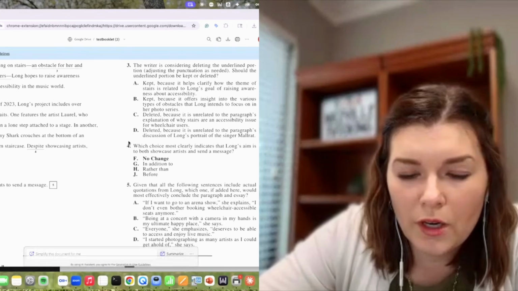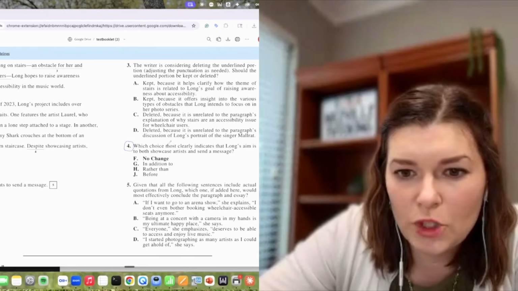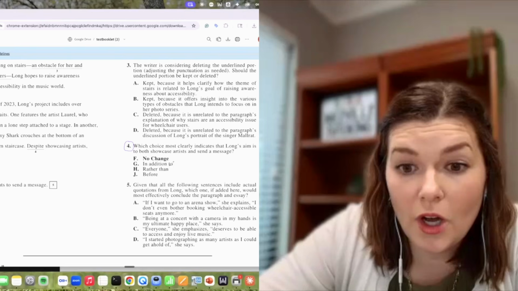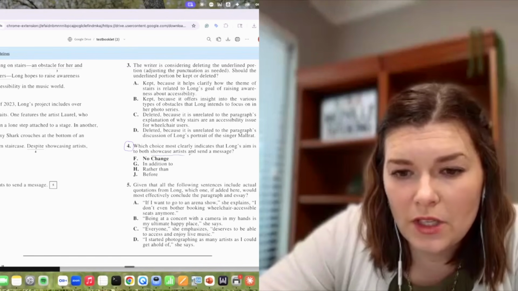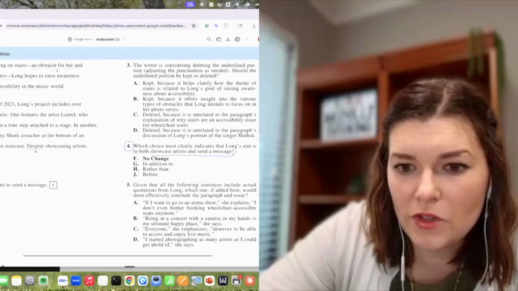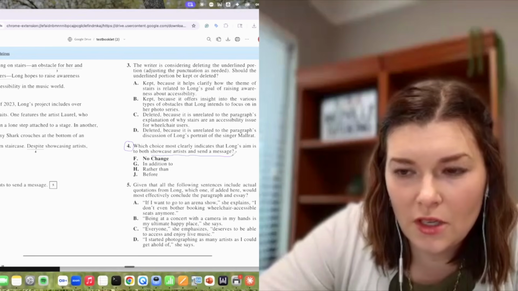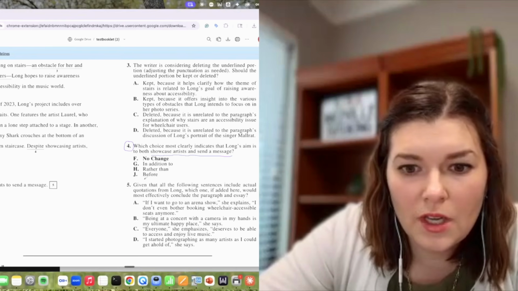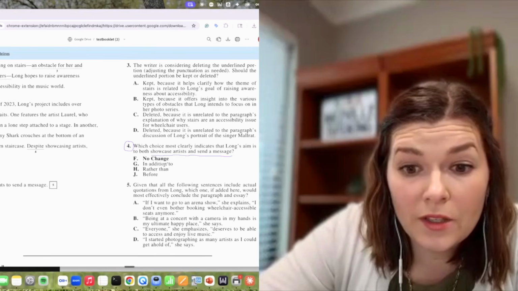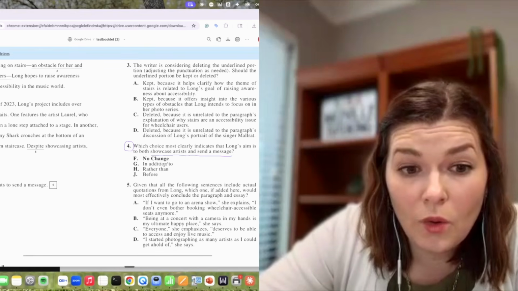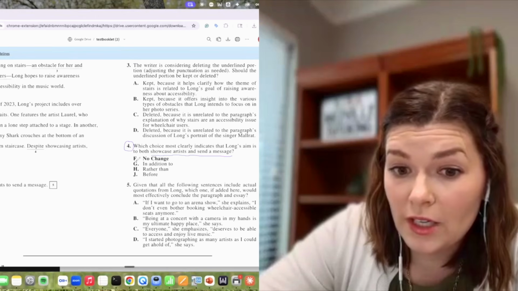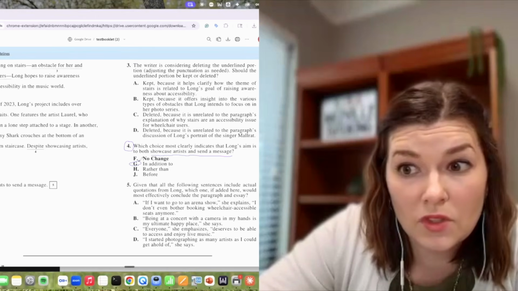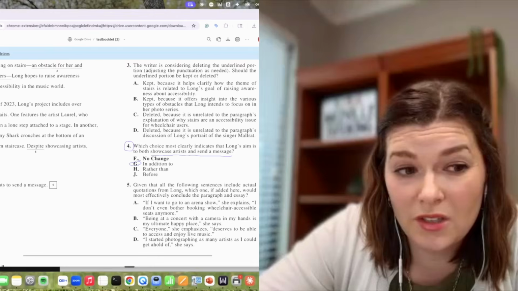On number 4, if you just look at the text, it says, which choice most clearly indicates that Logan's aim is to showcase artists and send a message? And here's the keyword: showcase artists and send a message. You don't have to think too hard on this. You've got before, rather, in addition to, or despite. And since you're doing an additional thing, it's going to be G. Sometimes it's just as simple as that, which is kind of crazy.